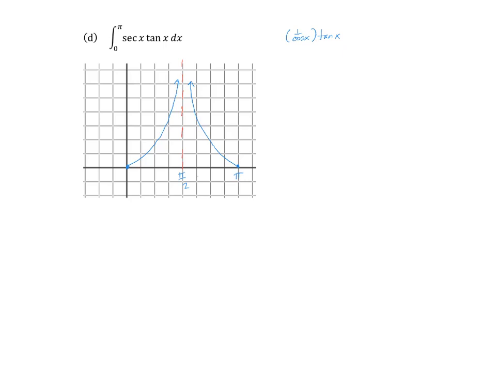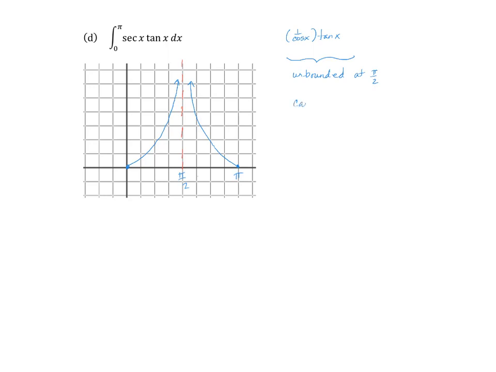All right, so I have a problem because this is unbounded at pi over 2. Remember, for a function to be integrable, it's okay if it's not continuous, and I can see it's not continuous at pi over 2. But it has to be bounded, meaning our y values have to reach a number. They can't go to negative or positive infinity.